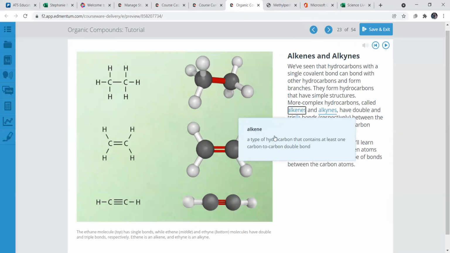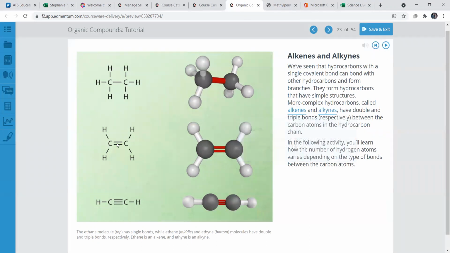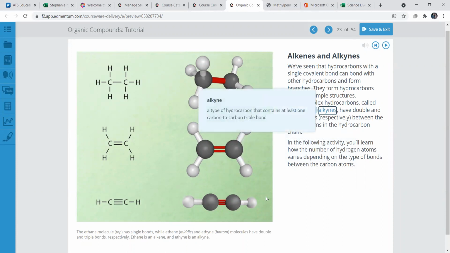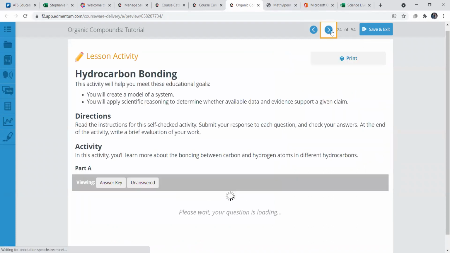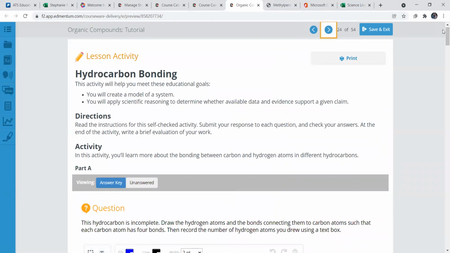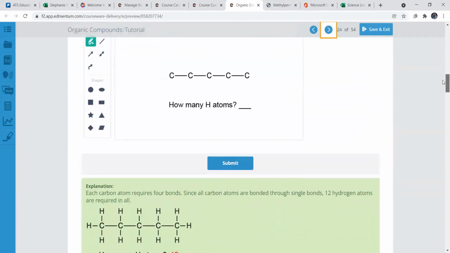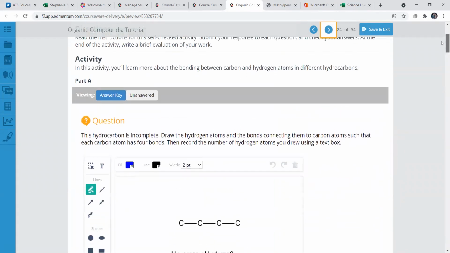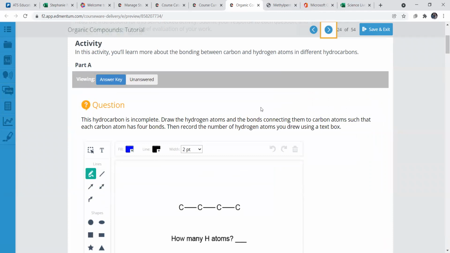There we have a double covalent bond for alkenes right here. And then there's the triple covalent bond right here. Alkynes would have the triple covalent bond. So there's the 1, 2, 3, just like that. Now, hydrocarbon bonding, you'll have to draw the picture here and see what it looks like. So that's basically just drawing the lines.